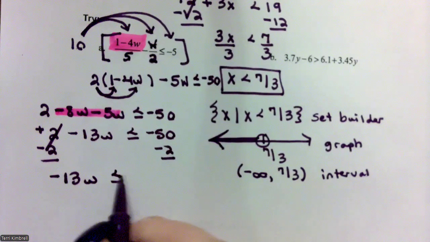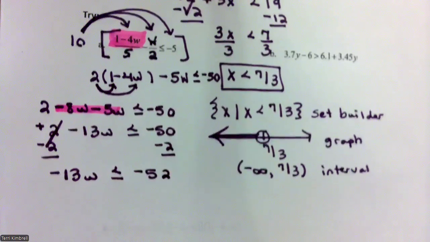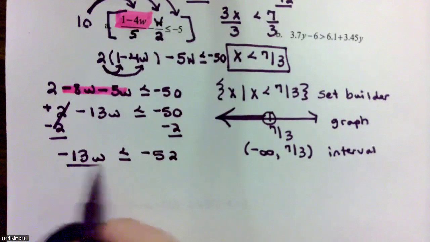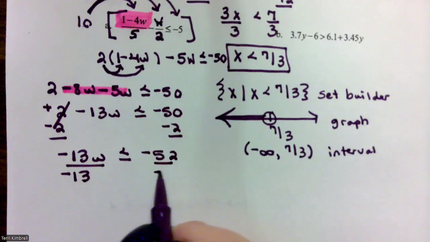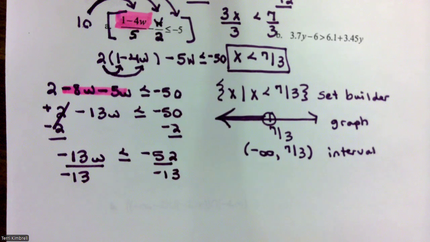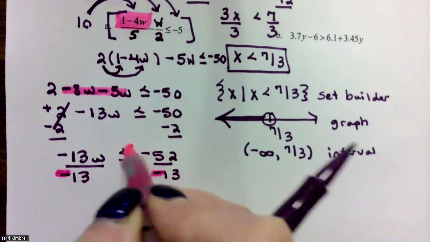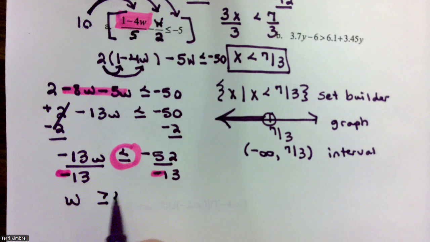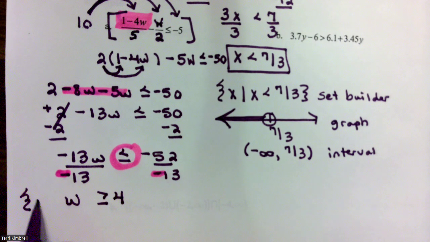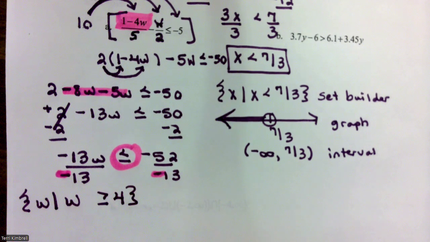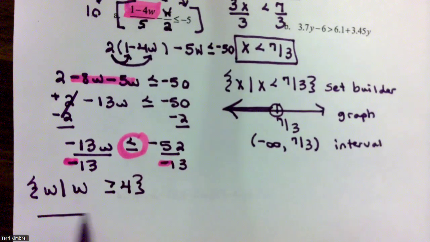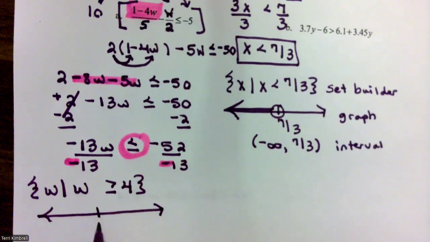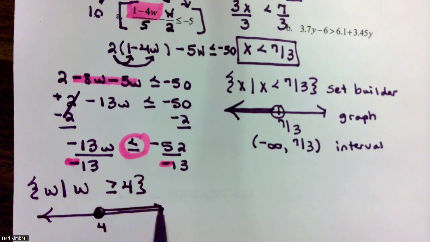That's going to give us a negative 52. Then we're going to divide by negative 13. And remember from earlier, when you divide both sides by a negative, we've got to flip the symbol. So that's going to come out to be w is greater than or equal to 4. So set builder, we just kind of dress that up. Graphically, we're going to put a closed on 4 going to the right.